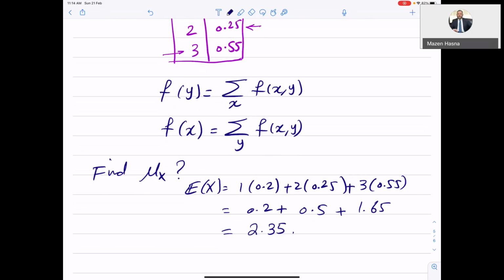So on average, you will have 2.35 bars on your mobile phone. Again, we mentioned before that the value of the mean should not necessarily be part of your range. The mean just indicates the center of gravity for the possible values of your experiment scaled by their own probabilities. And of course, you can calculate the variance, the mean of y, the variance of y, and so on and so forth.